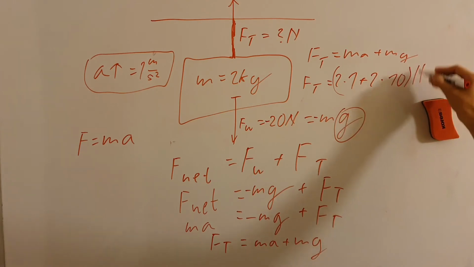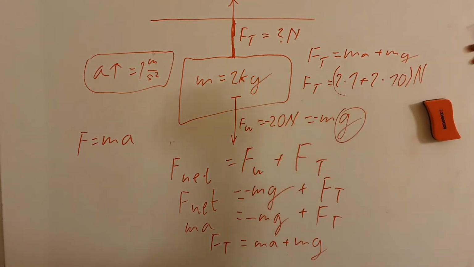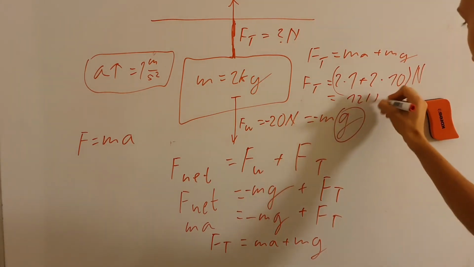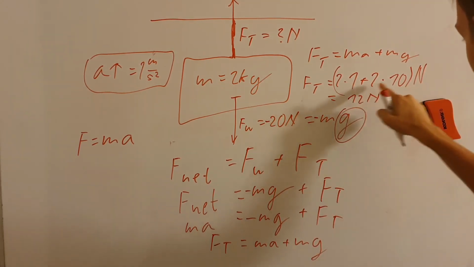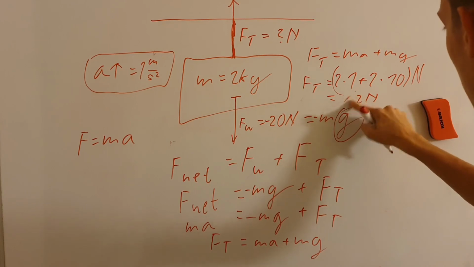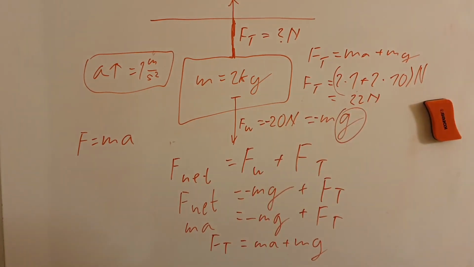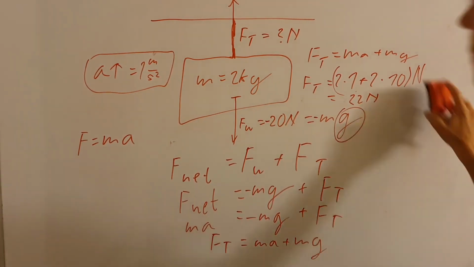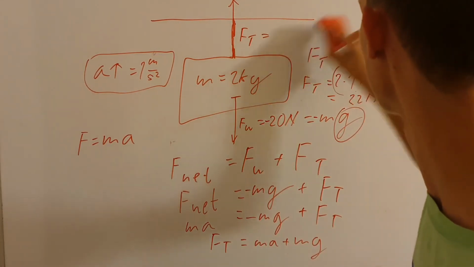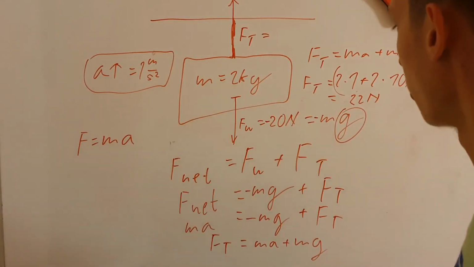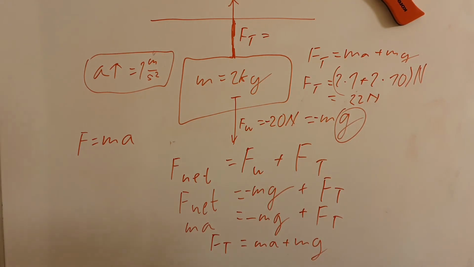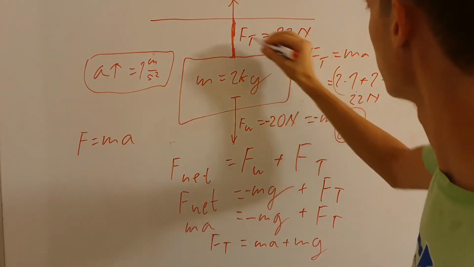All that in newtons. I avoided the units here and just put the newtons unit at the end. And that ends up giving 22 newtons. Alright? So, by all of this, I calculated that the tension force pulling up, counteracting the weight force at 20 newtons, will be equal to 22 newtons.